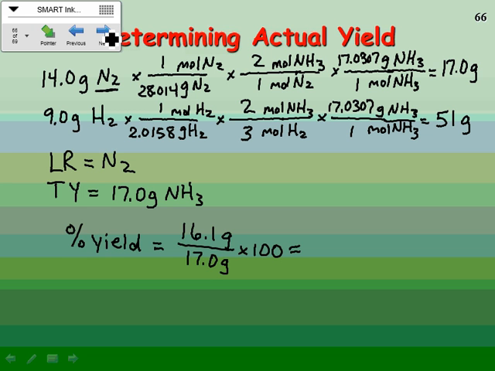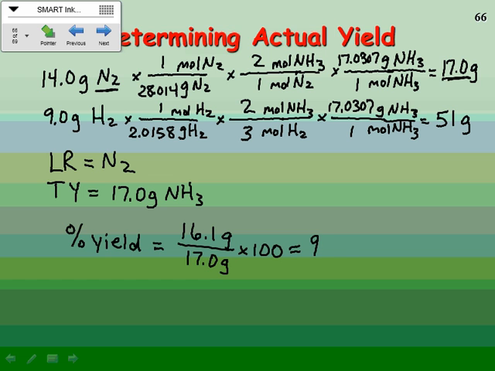How do you know to times by 100? It's a percentage. So if you take 16.1 divided by 17, you're going to get a decimal, 0.947, and some other numbers. You want to times that by 100 so you get a percentage instead, which is going to give you, 2 sig figs. But, well, wait a second. Yeah, we're going to do 3 because we've got 3 sig figs up here, right? And we've got 3 sig figs in the actual yield they gave us, so it's going to be 94.7%.